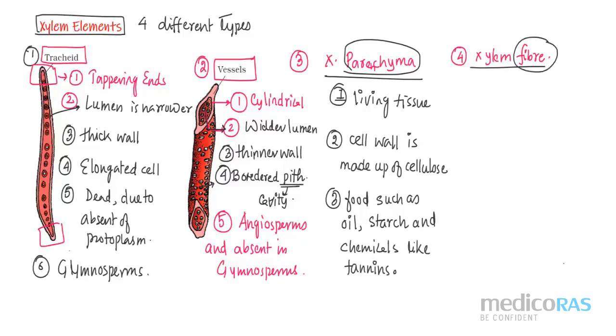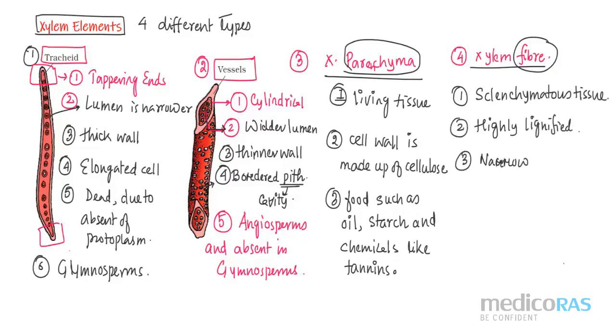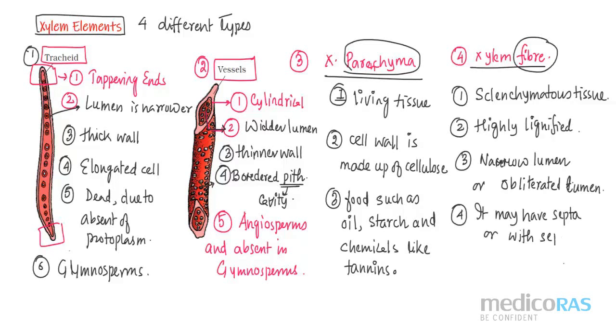Xylem fiber, as the name indicates, is made up of sclerenchymatous tissue. It is highly lignified, therefore it has a narrow or obliterated lumen. It may have septa or be without septa. Septa means partition. So suppose it has this kind of cell, then it may have a partition like this or it may not. If it has a partition, it is known as septate fiber, and if it has no partition, it is known as aseptate xylem fiber. The common example is wood fiber.